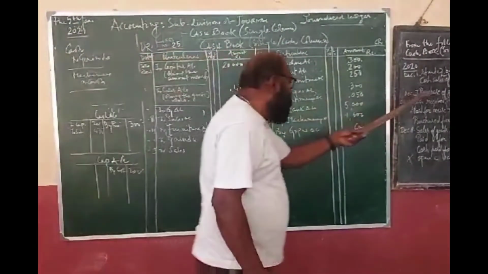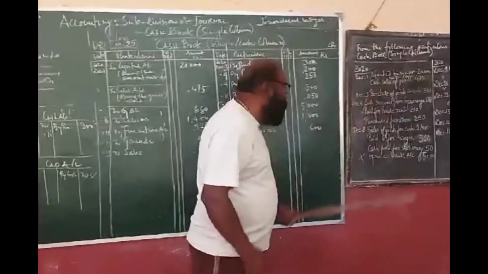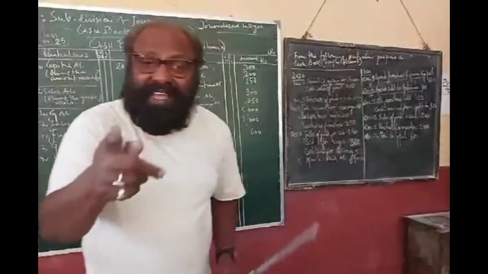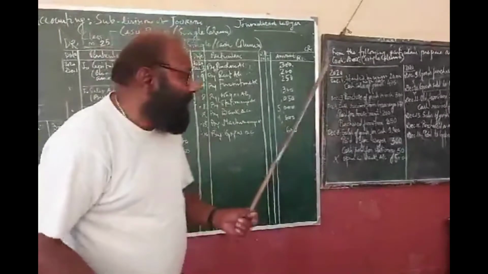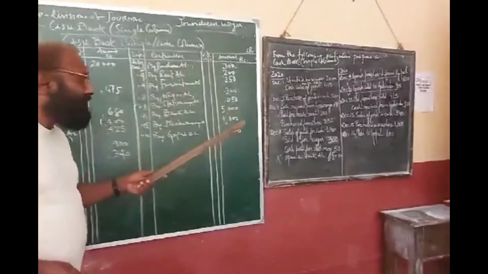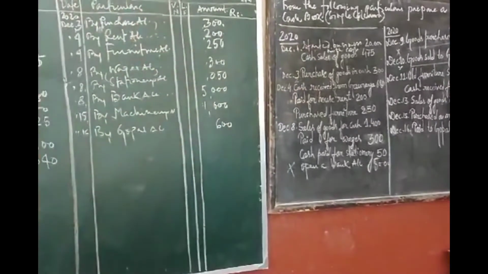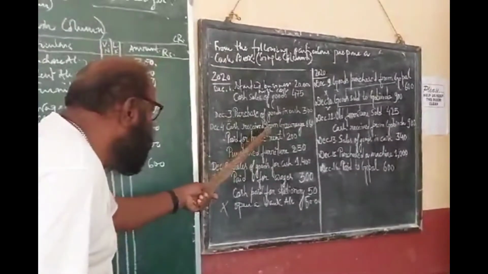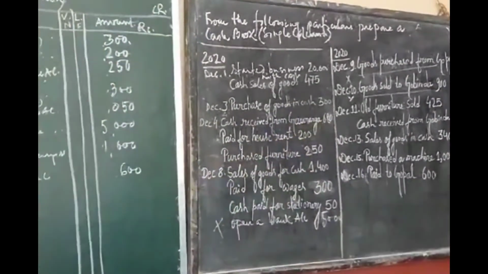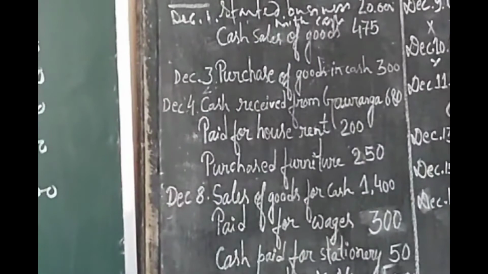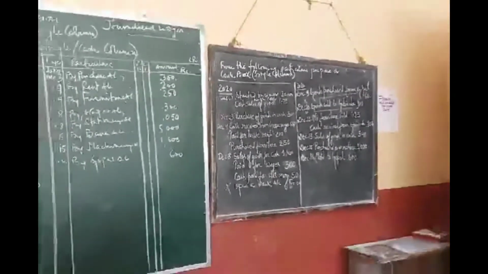Next, you see the cash receipt from Gourango. You have received cash, so cash account debit to Gourango. You have to open 2 accounts: one is the cash account and the other one is the Gourango account. In the Gourango account, it is by cash. And here in the cash book, it is to Gourango, because you are receiving cash from Gourango. The cash account debit to Gourango. Here I have written to Gourango 680.